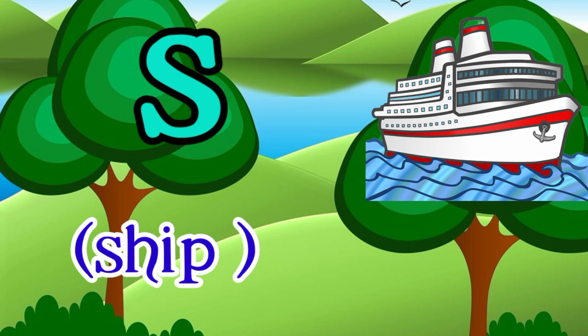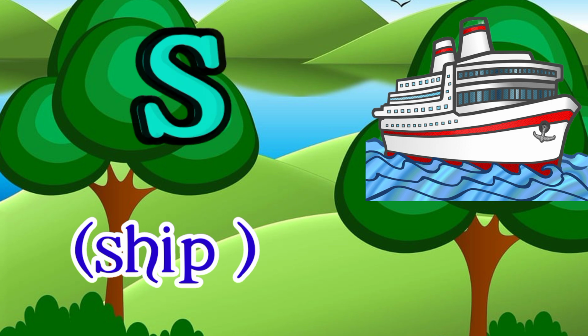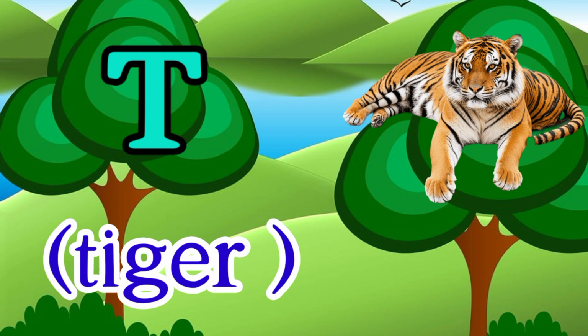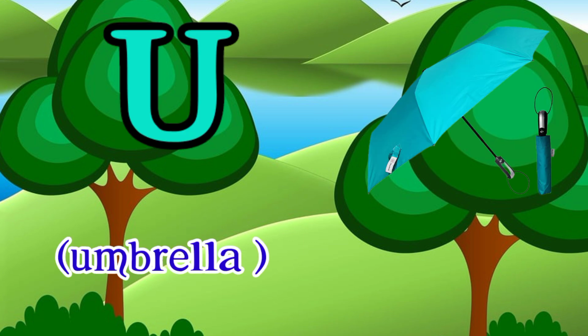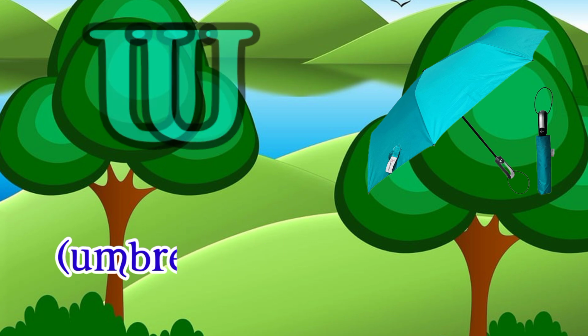S for sheep, sheep means jahaj. T for tiger, tiger means cheetah. U for umbrella, umbrella means chhata.